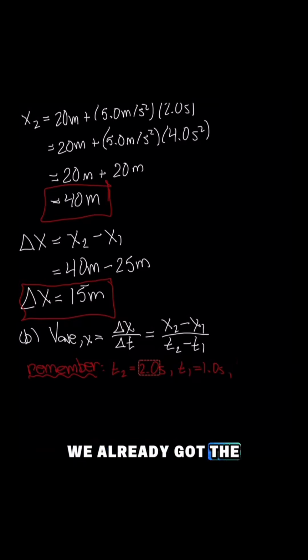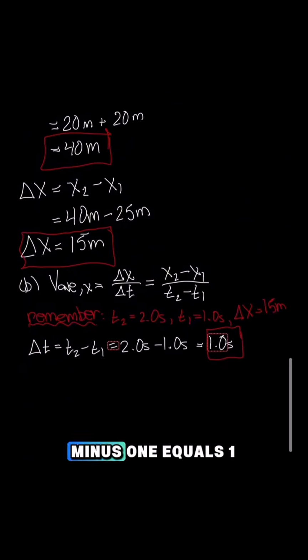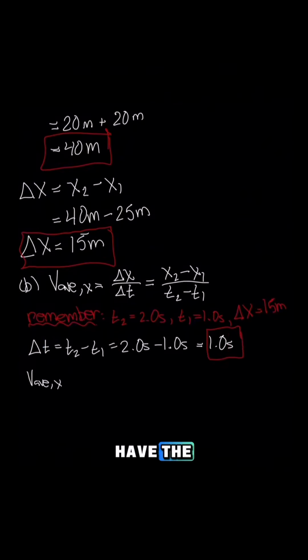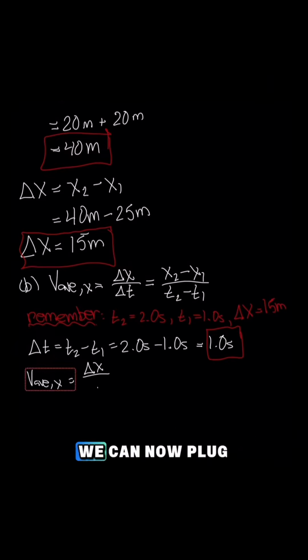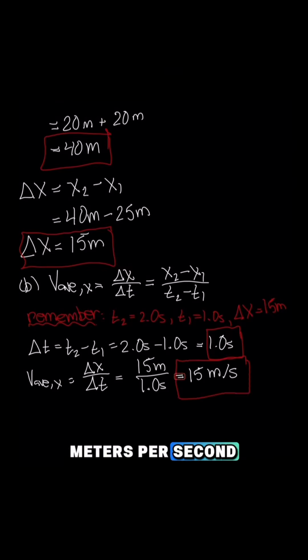And in part A, we already got the change in displacement equal to 15 meters. So all we need to do is find delta t. So delta t is equal to t2 minus t1, and then we just plug in t2 and t1, and we get 2 minus 1 equals 1 second. And now that we have the change in displacement, delta x and delta t, we can now plug it into the equation, and we get 15 meters divided by 1 second equals 15 meters per second, and that's our answer.